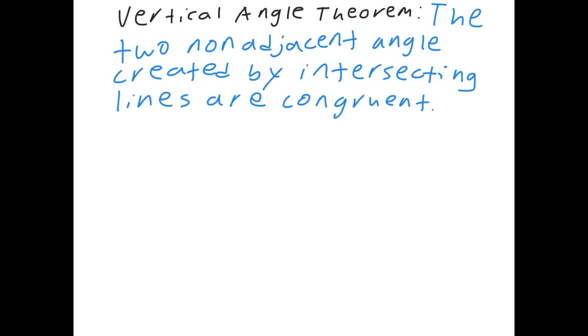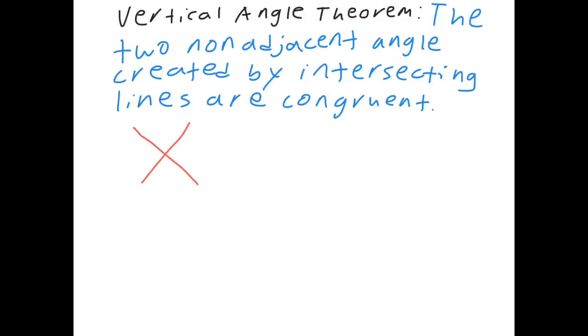What that means is if you have 2 lines that intersect each other, the angles that are not adjacent are congruent. Remember, adjacent angles are angles that are right next to each other and share a vertex and a side. So, looking here, this angle right here is adjacent to this angle and this angle, but it's not adjacent to this one.